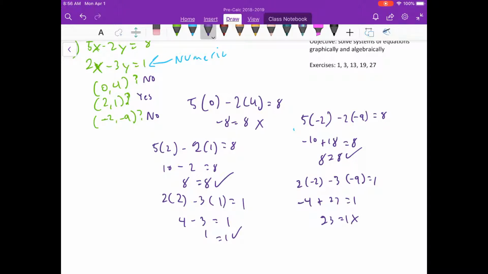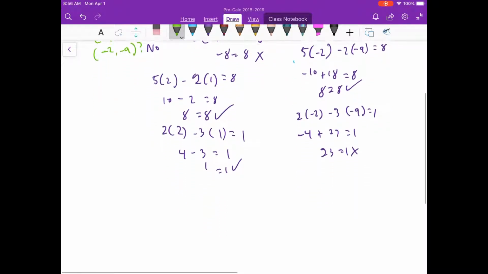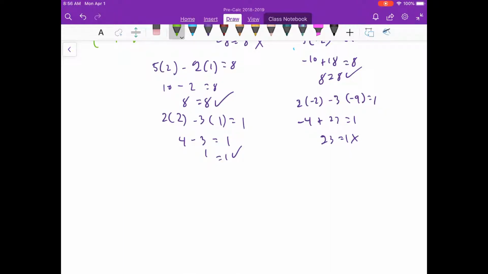Let's jump to question number 3. It says to solve the system by substitution. So we have x plus 2y equals 5, and then we have y equals -2. The system of substitution is one of the algebraic methods. This is algebraic.